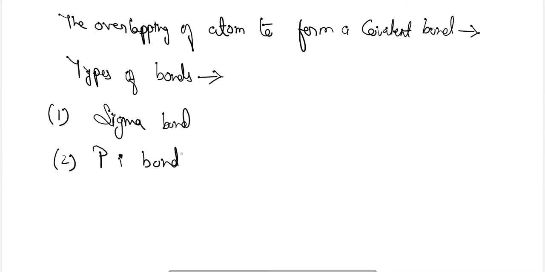We will discuss the sigma bond and pi bond in the next class, and also we will see how the atoms overlap with each other to form the sigma bond and pi bond. Also, we are going to discuss hybridization, which has been explained using different theories related to the valence bond theory.